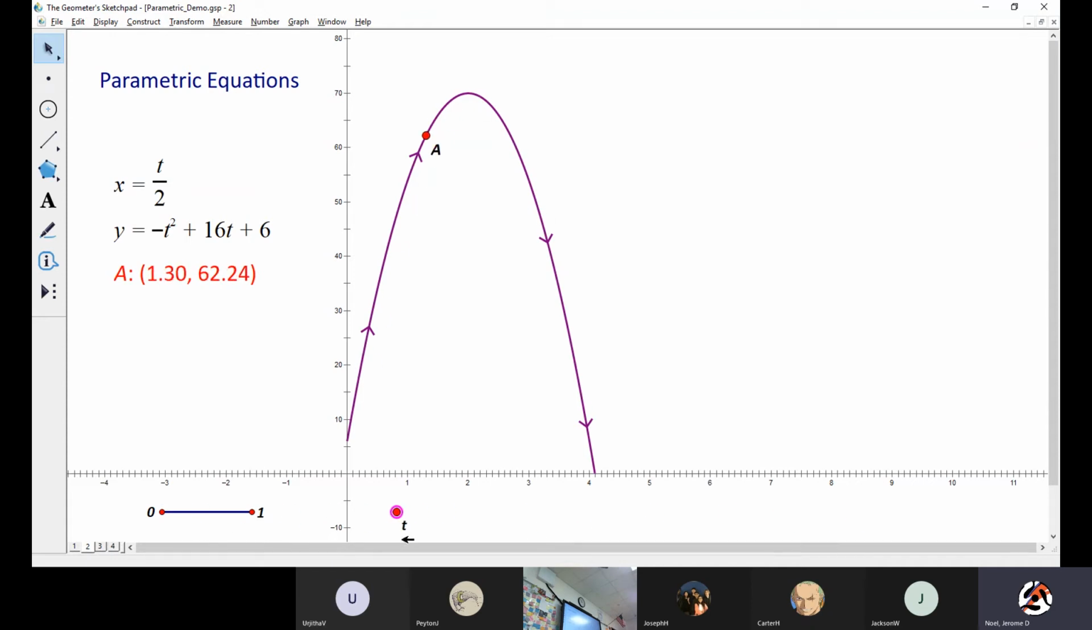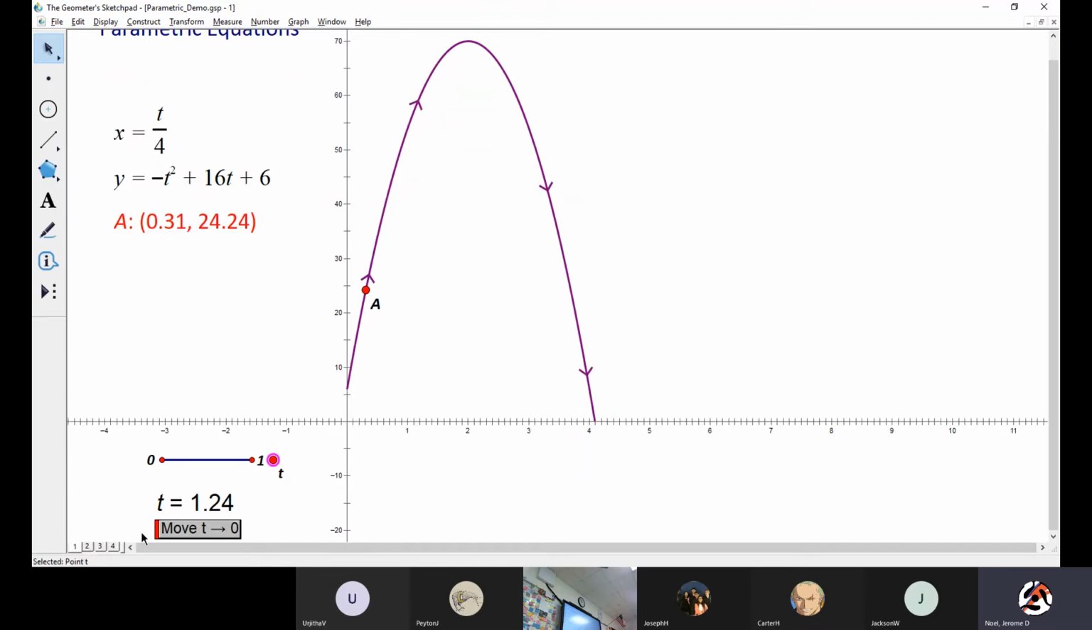So what happens really whenever you change that x to a t over 2? You move faster, right? So it has all the same points, but they all occur before the t over 2 or the t over 4. They occur sooner.